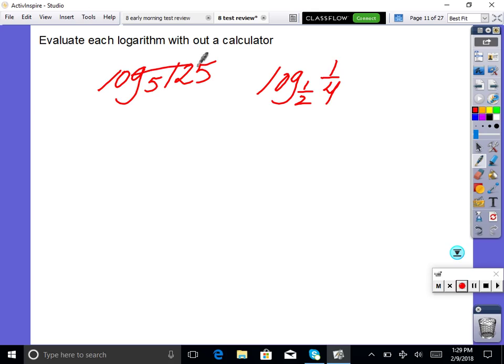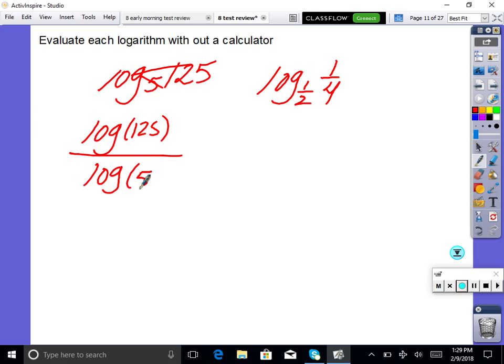So we know we do log of that divided by log of that. So log of 125 divided by log of 5. And then yes, you would then type it into your calculator. If you do type it into your calculator, I believe you get 3.